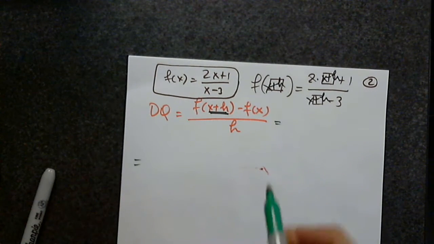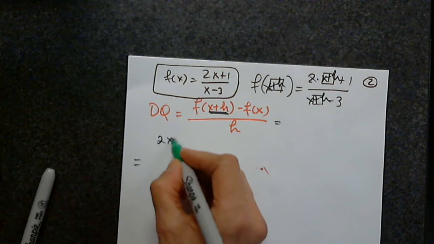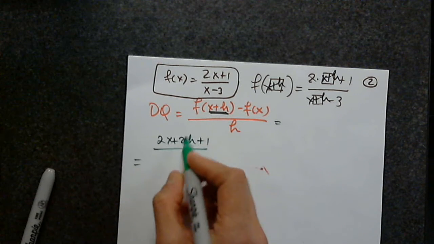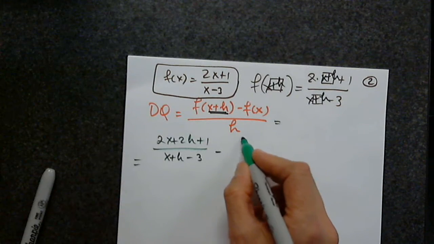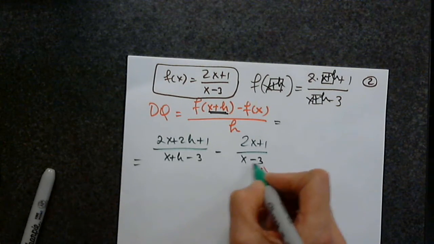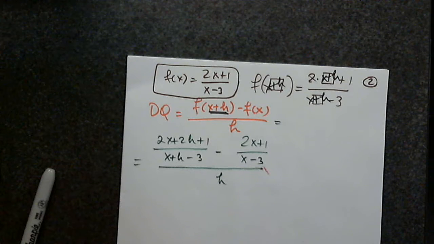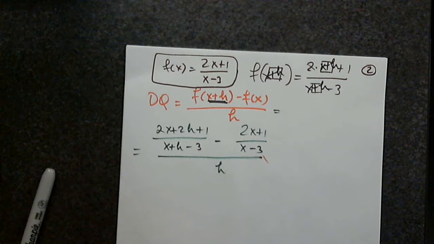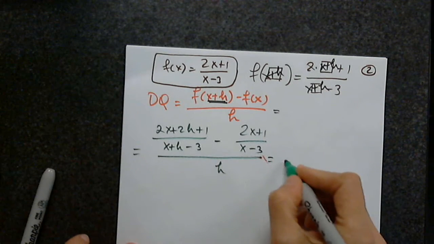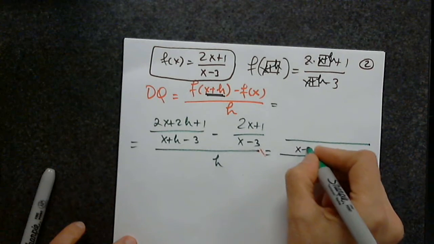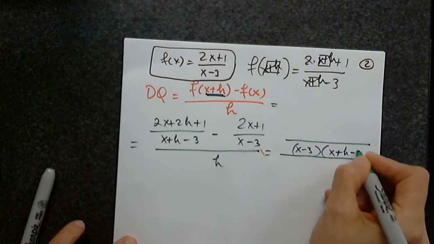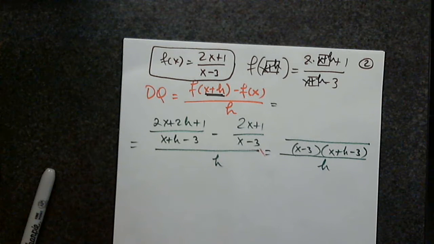So here it is. The numerator is 2x plus 2h plus 1 over x plus h minus 3, and then 2x plus 1 over x minus 3, and then over h. Agreed so far? Everyone, do we all have this? Yes? Okay. Then I have to find the LCD, which is x minus 3 times x plus h minus 3, divided by h.